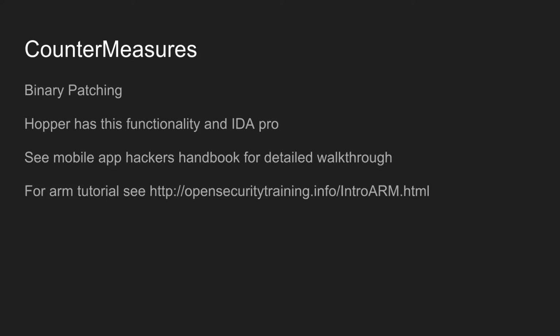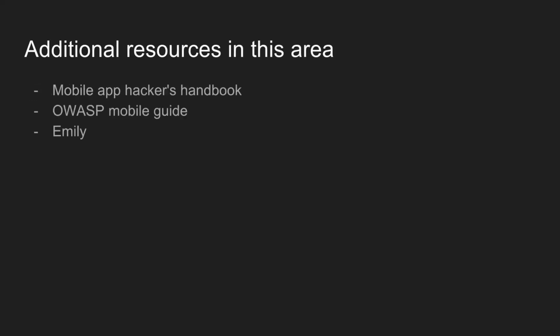So how do you get around these? Same kind of countermeasures, which we'll dive into on Android in a little bit: you patch out these checks, which I'll walk you through how to do. And you can patch it in Hopper. Hopper is about $100, I think, per license. IDA Pro starts at about $1,000. You can also see the Mobile App Hacker's Handbook for a detailed walkthrough. And if you're new to ARM, because a lot of this patching on iOS is going to be at your ARM disassembly level, there's a great 2-day video course up on opensecuritytraining.info/intro to ARM. Also, Emily's giving a talk next too, and the OWASP mobile guide online is really good as well.